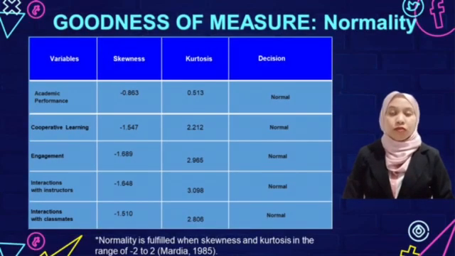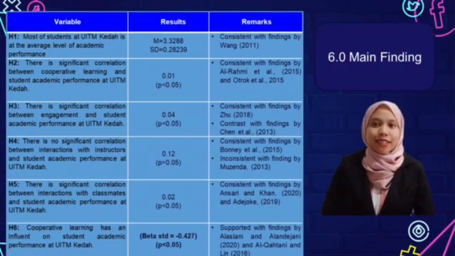Next, goodness of measure on normality. According to Hair, 1985, normality is fulfilled when the skewness and kurtosis are in the range of -2 to 2. However, in this table, it shows that only one independent variable, which is interaction with instructor, does not meet the normality value. As I mentioned in the data analysis, there are 3 main instruments that we use. So we proceed with the main findings of this study.